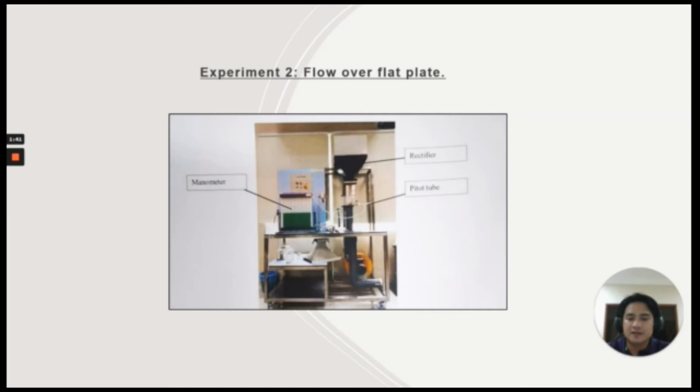The distance of the plate is increased by 10 mm to 30 mm, while the pitot tube distance from the surface of the flat plate is increased by 2 mm to 6 mm. And lastly, the experiment is repeated for the rough surface.